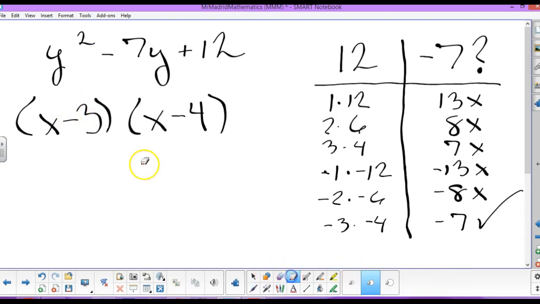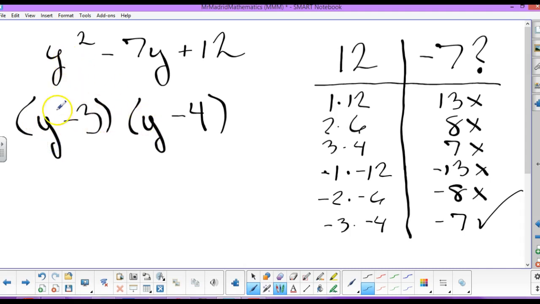And see, I just caught myself in a mistake here. Since I'm working with y squared, I should have y's up front. I apologize. So y times y is y squared, y times negative 4 is negative 4y, and then negative 3 times y is negative 3y, so negative 4y and negative 3y is negative 7y, and negative 3 times negative 4 is a positive 12. It checks out.